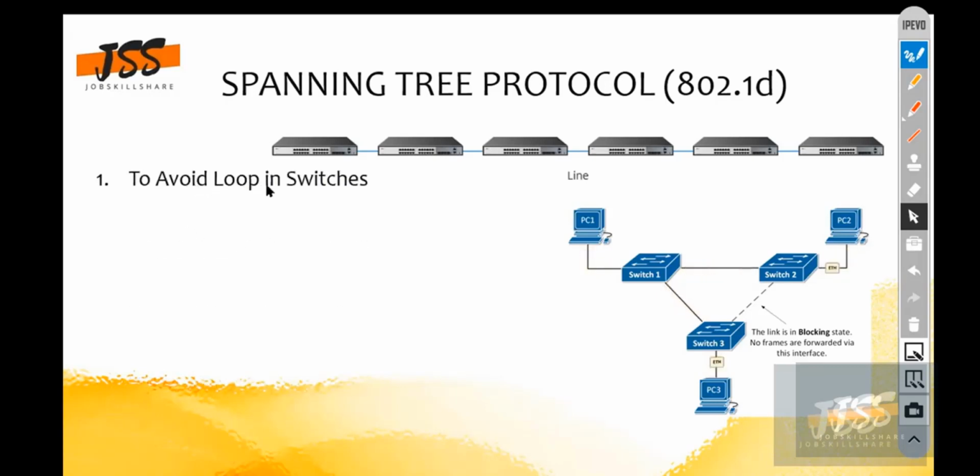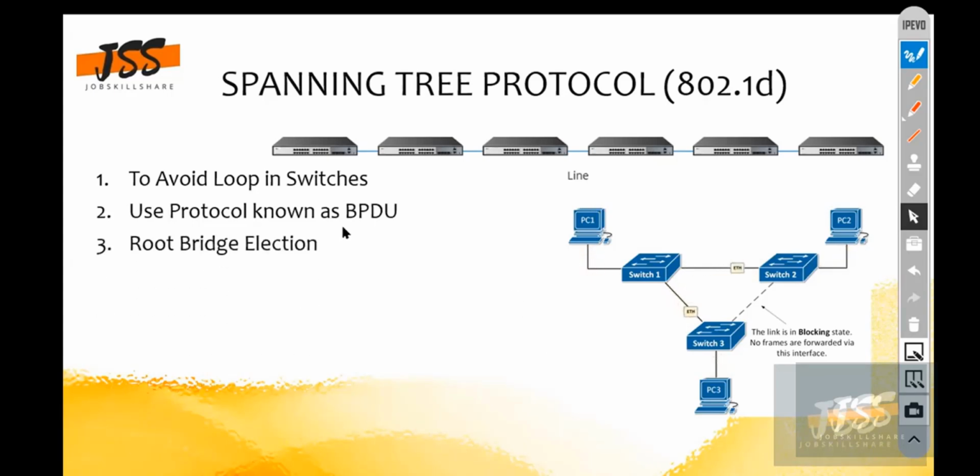It is used to avoid loops in the switches. It uses a protocol known as BPDU. We will discuss this in a lot of detail when we hit CCNA. We will be talking about switching, BPDUs, root bridges, these things. So it will elect this as a root. One of the switches will be elected as the root bridge.